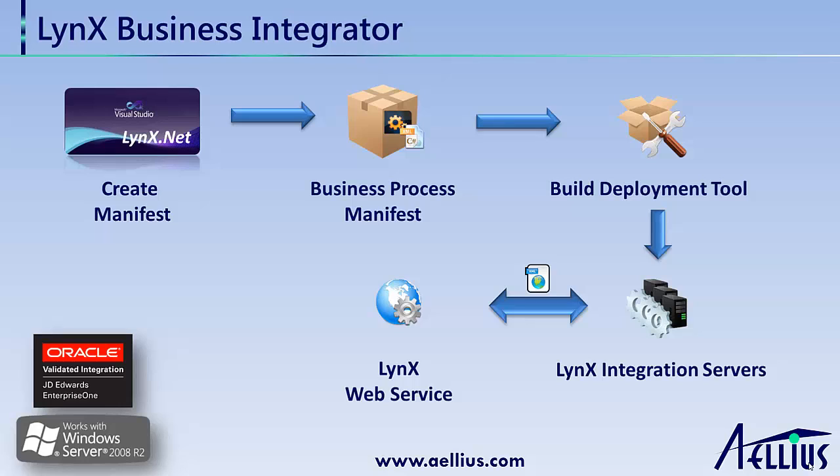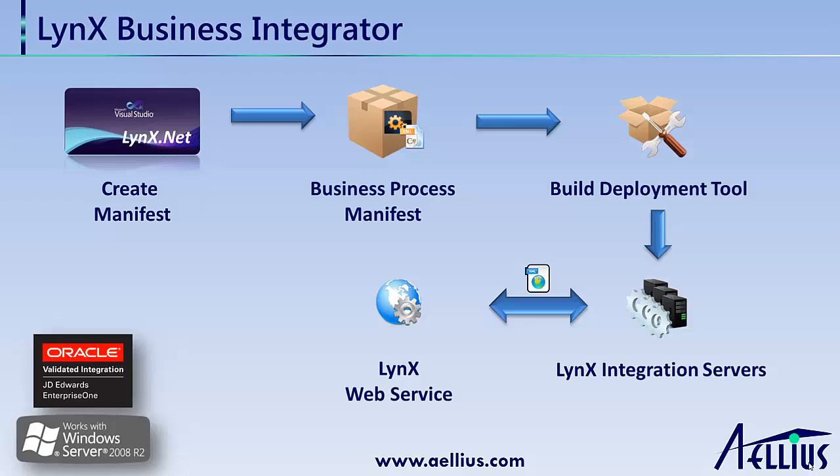The first step is to create a business process manifest. The business process manifest is a zip file that contains a class library created by this project, along with reference libraries, source code, and supporting files. In the next step, the build deployment tool is used to upload the manifest to the integration servers. The build deployment tool controls lifecycle management in LynX Business Integrator. Once the business process is deployed, it can be called from our web service by any application that supports web services.